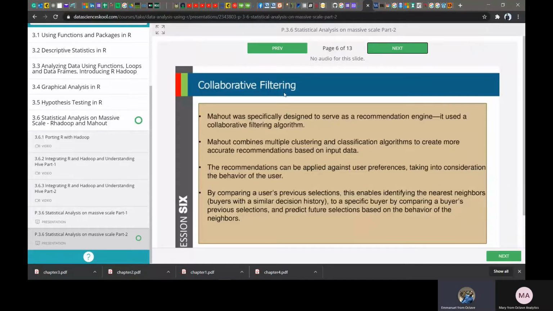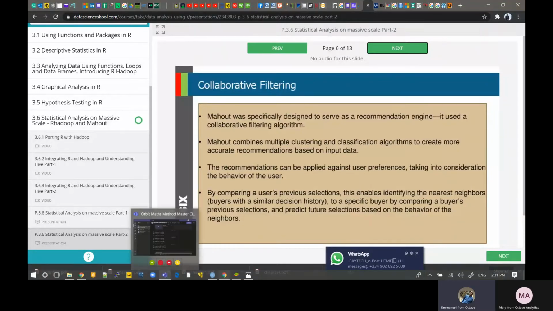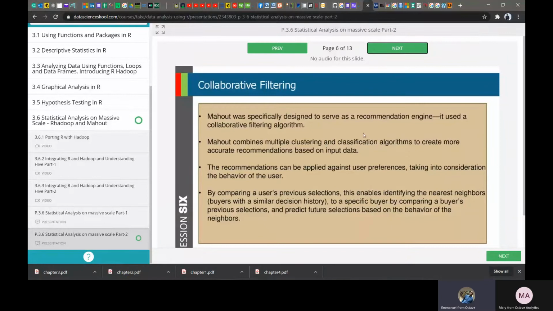Then before you know it, you keep watching, you keep watching, till you even exhaust the data. So this is the kind of recommendation engine behind all of those things. This is machine learning algorithms.